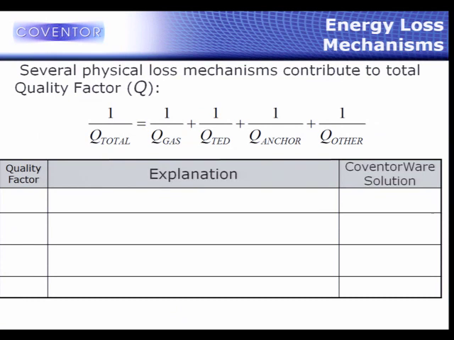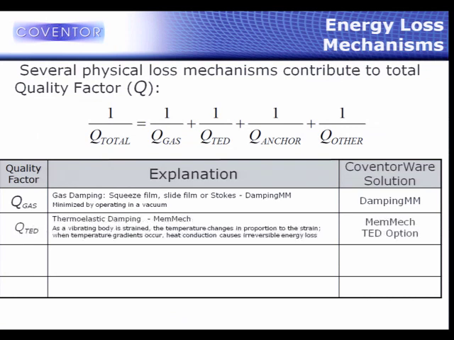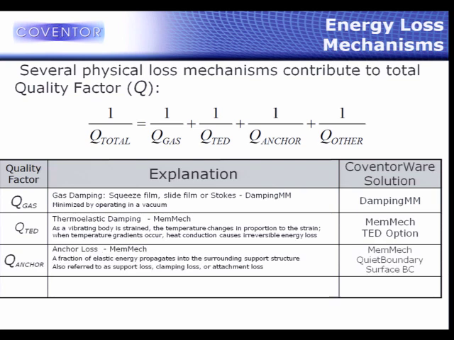Some of the things that are of importance in MEMS: gas damping, of course, and we have solvers to address gas damping. You have thermoelastic damping, and we added options in the last few years to include thermoelastic damping in MEMMECH, so that's an option. And anchor losses: somewhere this vibrating MEMS has to be attached to the substrate, and that's an opportunity for energy to be lost. We have something called a quiet boundary surface BC in MEMMECH that lets you approximate anchor loss.